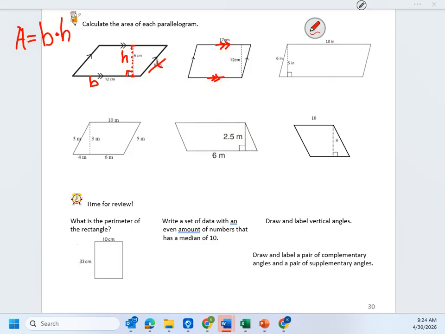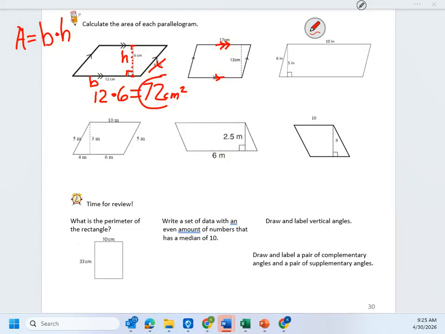So here, how would I solve it? What should I write out? Rhoda. 6 times 12. Yep, I've got my base times my height. What is 6 times 12? Audrey? 72. Now remember, if they give you a measurement, you're going to write it on there. So these are centimeters. 12 centimeters times 6 centimeters.